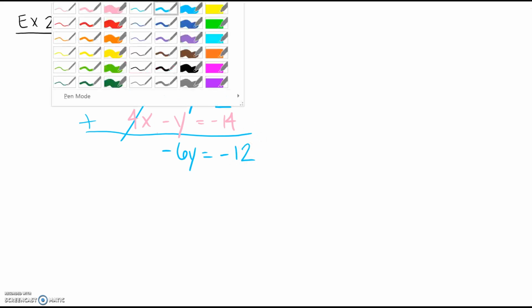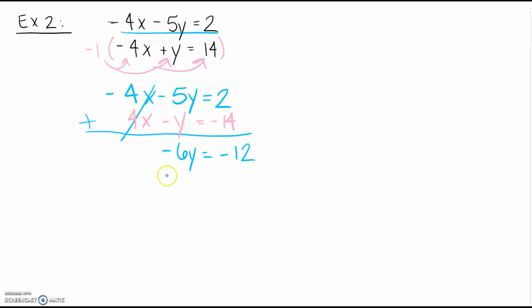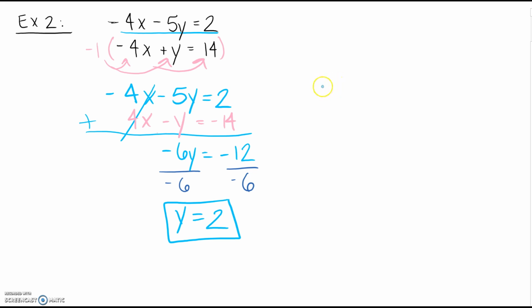Now I'm going to divide both sides by negative 6. And negative 12 divided by negative 6 is 2. So y is 2. Now I'm going to substitute into one of my equations. Let's do the first one. So negative 4x minus 5 times 2 equals 2. Negative 4x, negative 5 times 2 is negative 10.